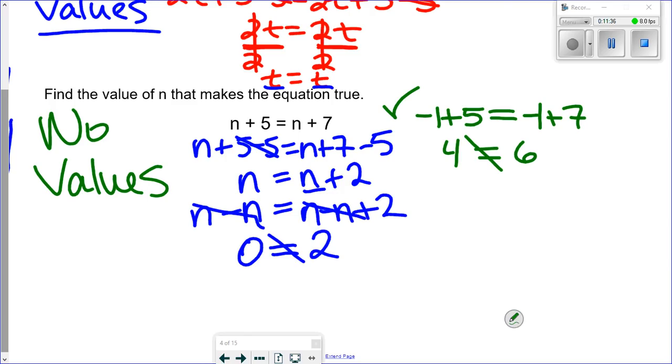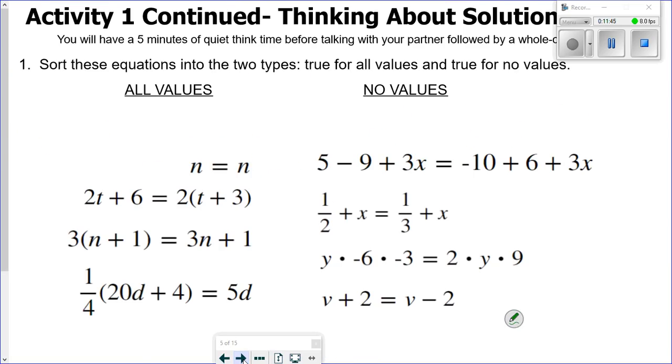Now that we've done a few examples together, I'm going to ask that you go ahead and pause the video and complete the examples in the middle of page 32, where it says thinking about solutions. It is your task to sort these equations into two columns. One that will contain all values or all possible solutions for the equation. And the second column, or the second category, should contain the equations with no values.